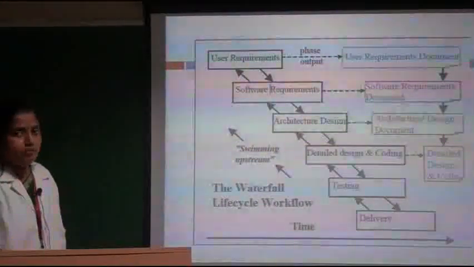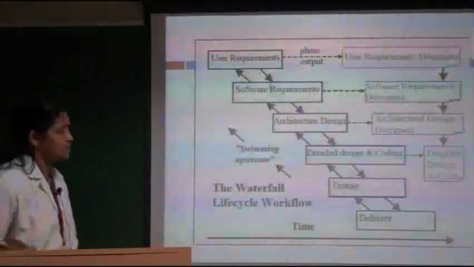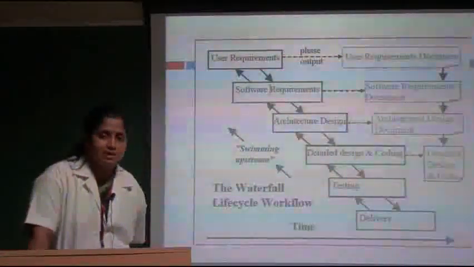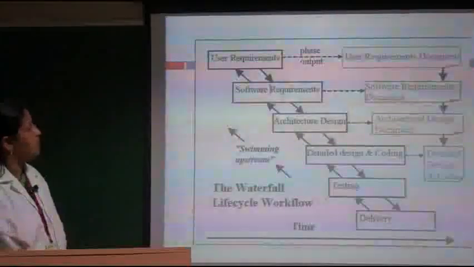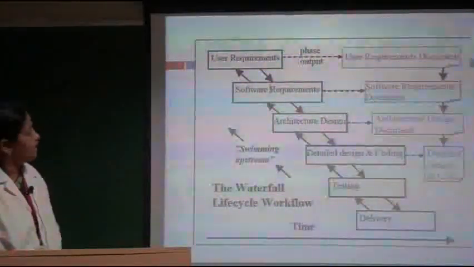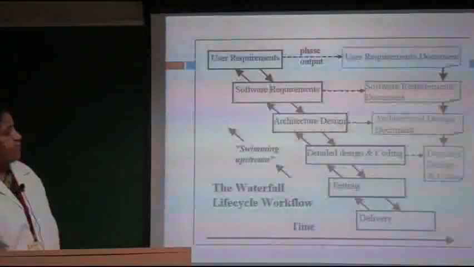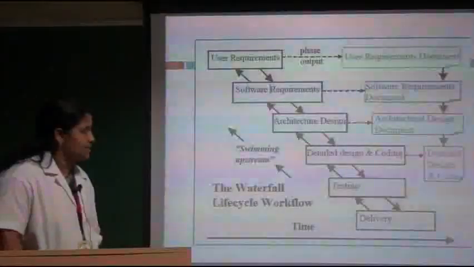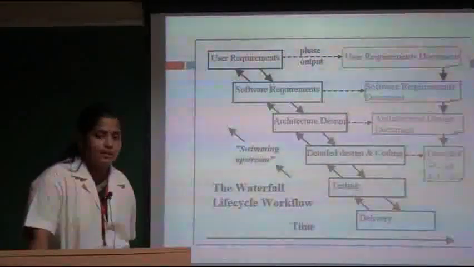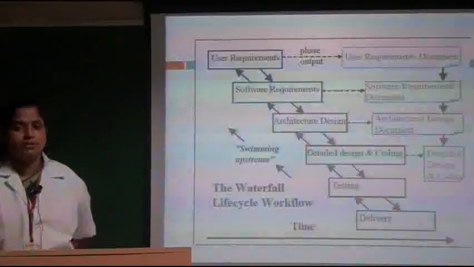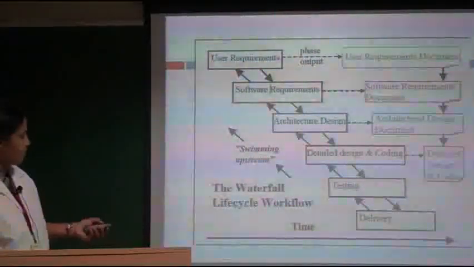And one more beautiful thing is that every phase has an output. Every phase you can get an output. Deliverables are there at each and every phase. The user requirement phase output is the user requirement document, that is URD. The software requirement phase output is SRS, SRD. Architecture design document will be there, and detailed design and coding will be there. Like this, every stage has a deliverable in the waterfall life cycle model.